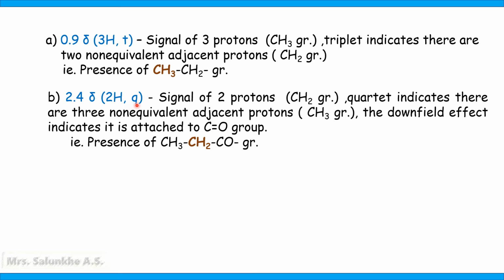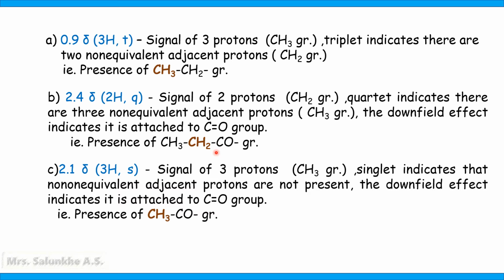2.4 2H quartet. This is the signal of 2 protons, that is a methylene group, and the quartet indicates that there are 3 non-equivalent adjacent protons, that is, a methyl group adjacent to the methylene group. The downfield effect indicates that the CH2 group protons are attached to the carbonyl group.